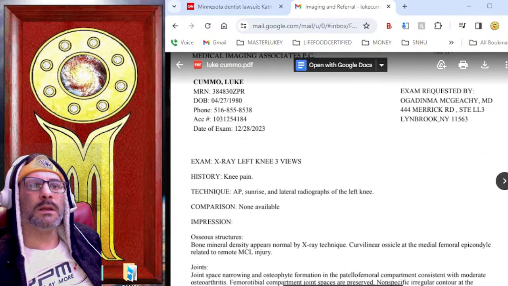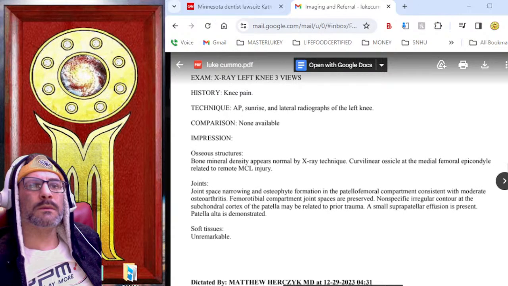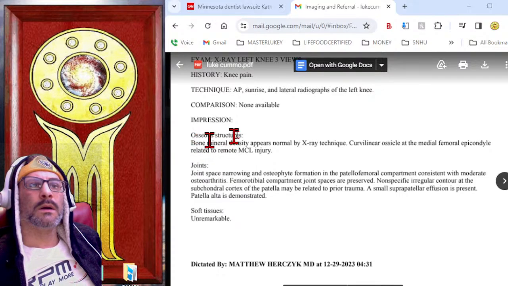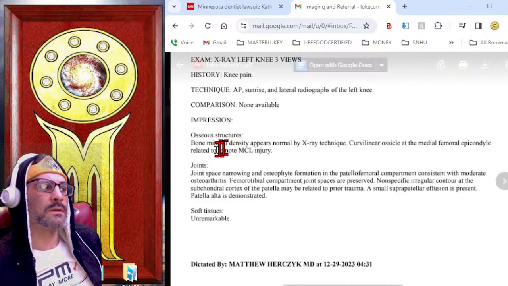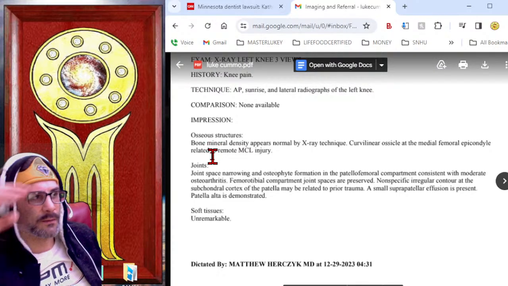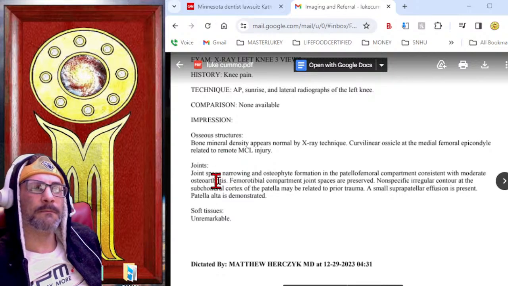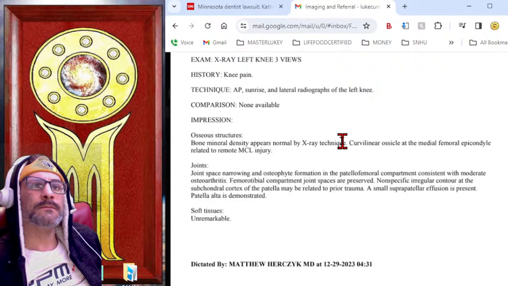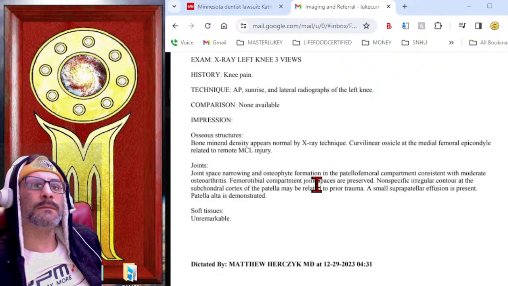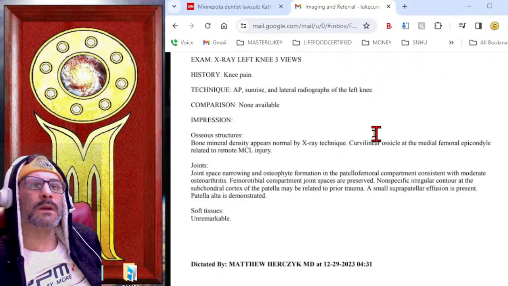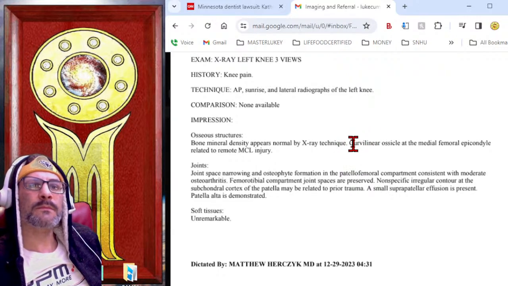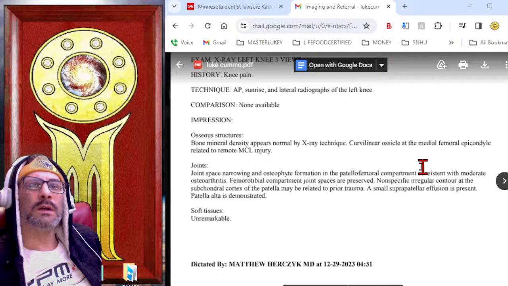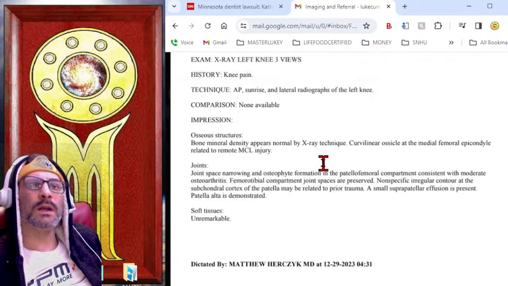So I got an X-ray on my knee. Osseous structures. Okay, bone structures. Yeah, I'm wearing my King Dummy crown, Londos. Thought about you when I put it on. Bone mineral density appears normal by X-ray technique. Okay, so I don't have osteoporosis. Curvilinear ossicle at the medial femoral epicondyle related to remote MCL injury.